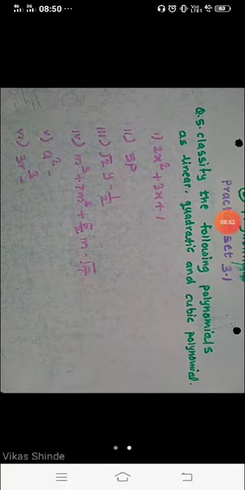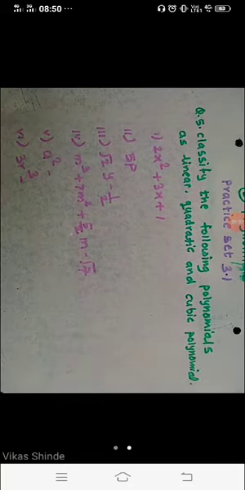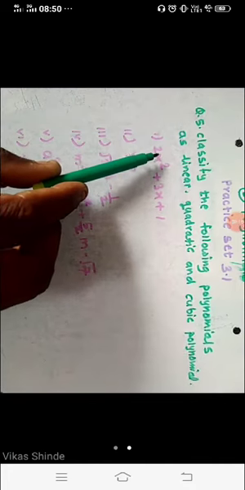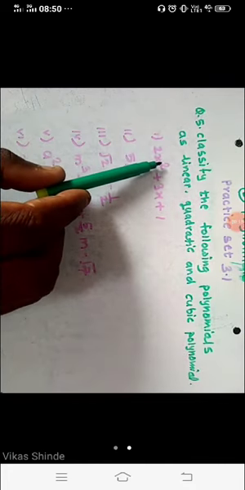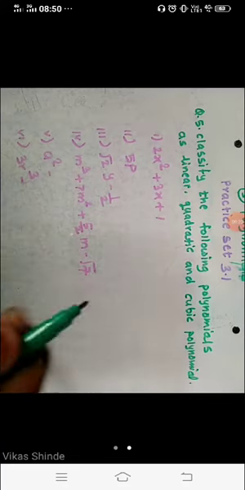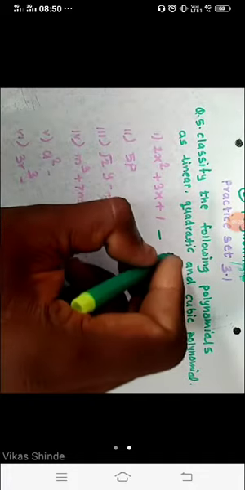Okay, student, now look at the next question. Question number 5 here. Classify the following polynomials as linear, quadratic, and cubic polynomial. You know, these are the types based on the number of index in the given polynomial. Look, student, here is second index. All of you know, if maximum index is 2, that time that polynomial is called a quadratic polynomial. So 2x square plus 3x plus 1 is quadratic polynomial.